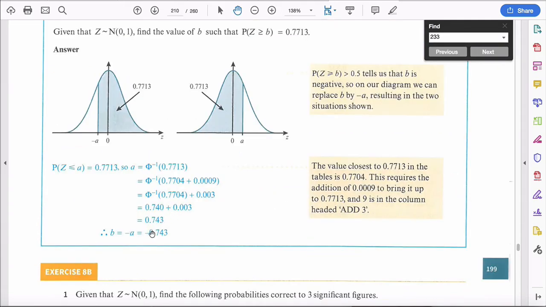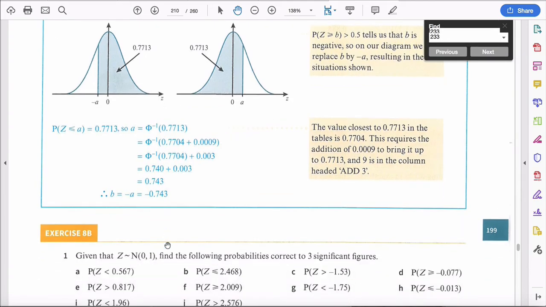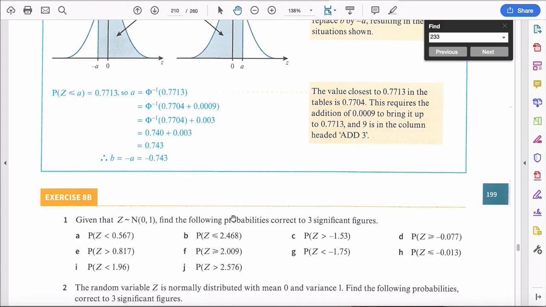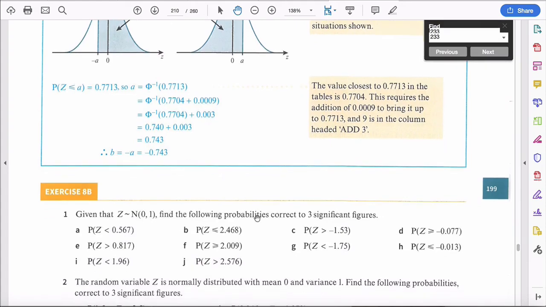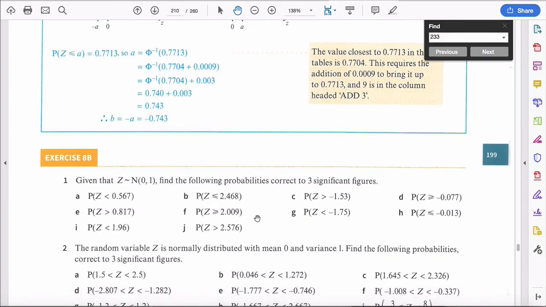Do you see 0.743? But this is a positive number found, and we know that we made it positive. It was already negative. So the original number which is asked in the question is the negative of this number, which is negative 0.743. I hope you all understood this topic, which is really important and has lots of questions. Watch these videos carefully, then we will work on your problems in the class.